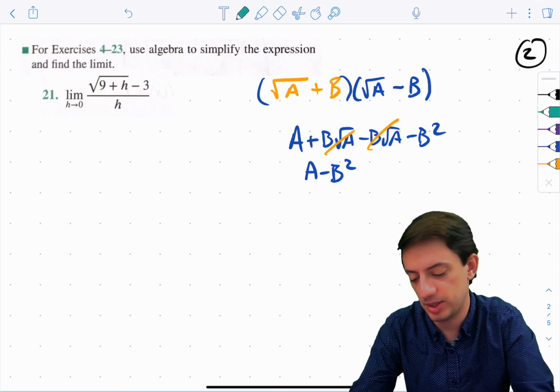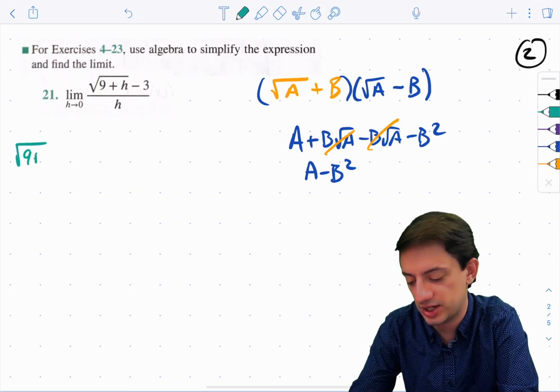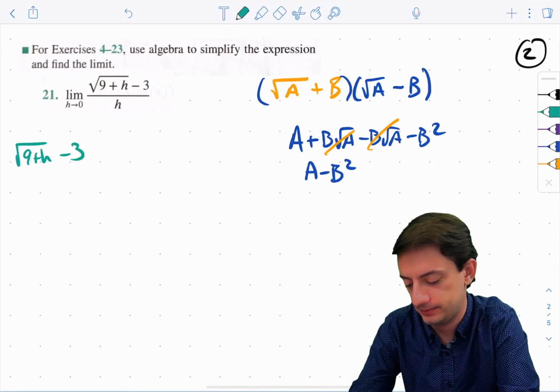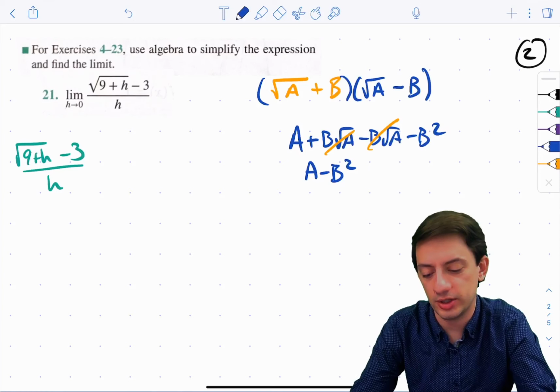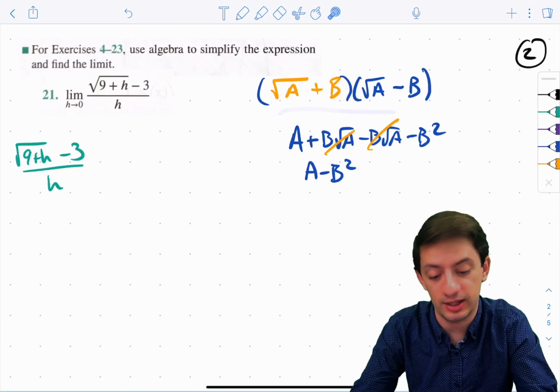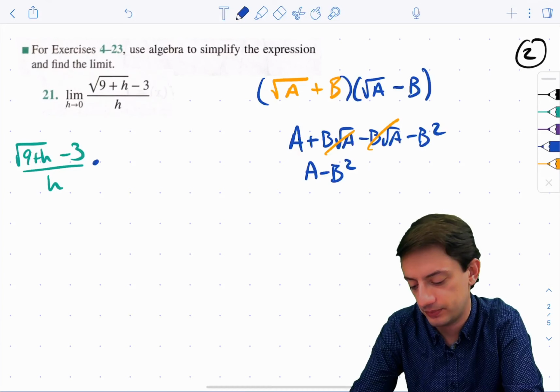Okay, so we're going to do that to try to get rid of the square root. We're going to take this limit. Well, for now, we'll just take what's inside. Now, if I want to get rid of the square root, according to this trick I laid out here, we should multiply by, so let's make some parentheses, square root of 9 plus h plus 3.